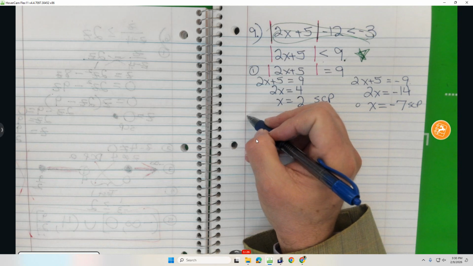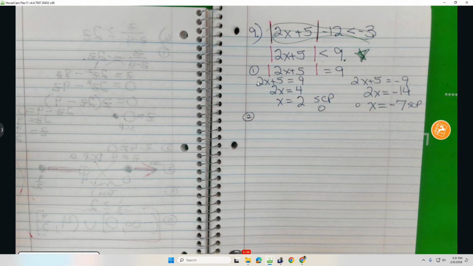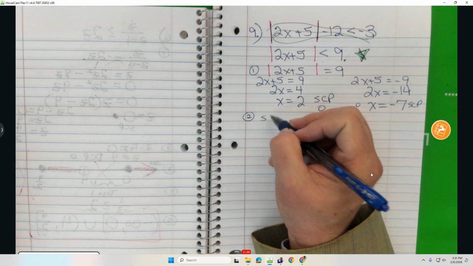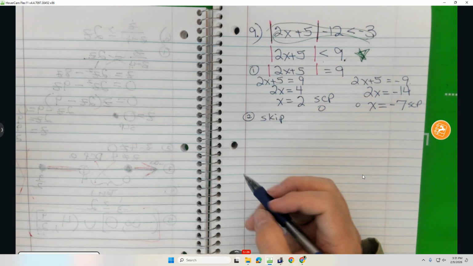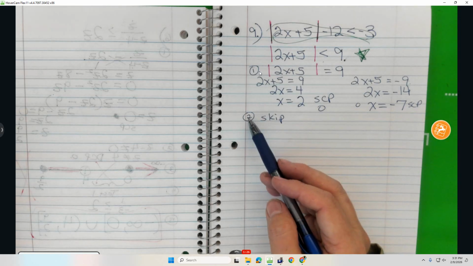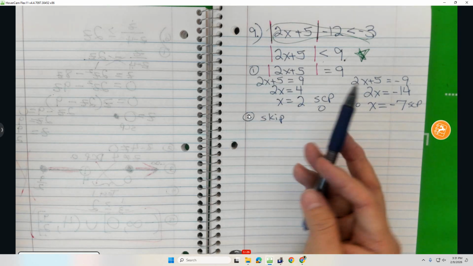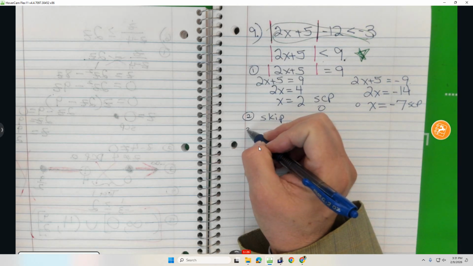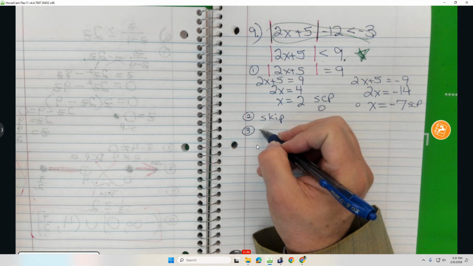Number 2. Skip. There's no fractions, so there won't be any denominator cut points. And I'm labeling the steps like this just to try to reinforce that I'm following through that 5-step recipe. When you're working it out, you don't have to number those steps. You don't have to write skip for number 2. I'm trying to show you my thought process here.